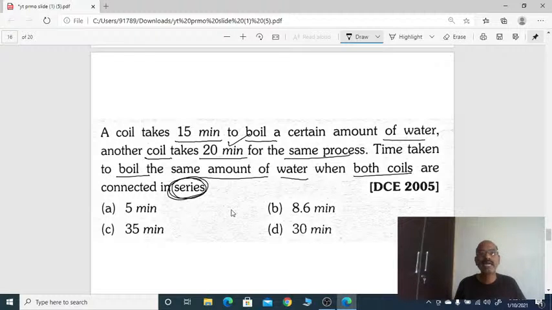Yes, Bikram, try now. A coil takes 15 minutes to boil a certain amount of water. Another coil takes 20 minutes to boil it. Now, how much time is taken to boil the same quantity of water when both coils are connected in series? No, Bikram, check it. You didn't understand the question. James, check it. Yes, Ashik, check it.